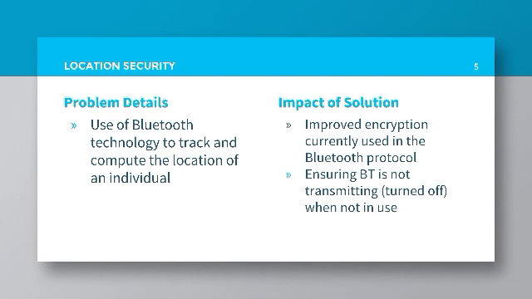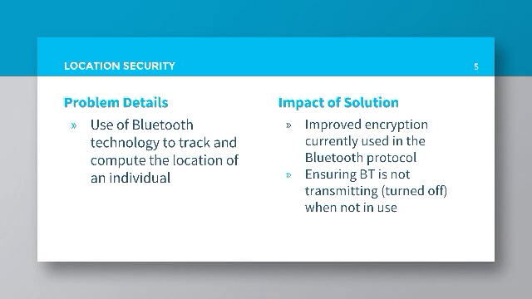Another common vulnerability is location security. Location security is the use of Bluetooth in order to track a user's location by variously pinging it as it goes from one place to another. This will allow a malicious user to track said individual.